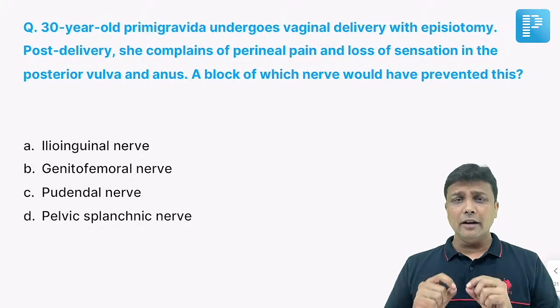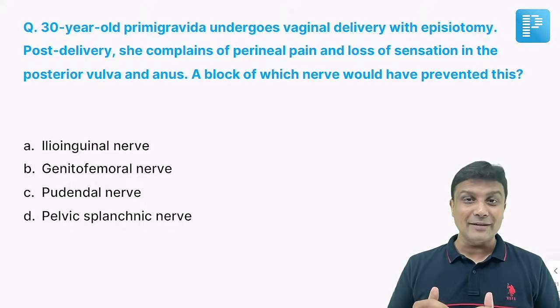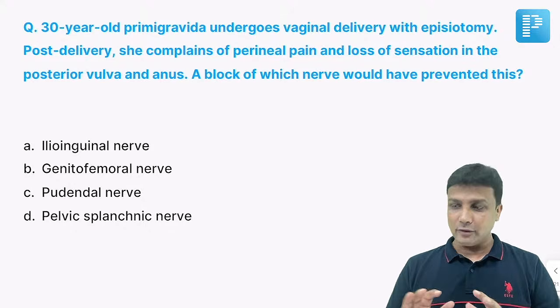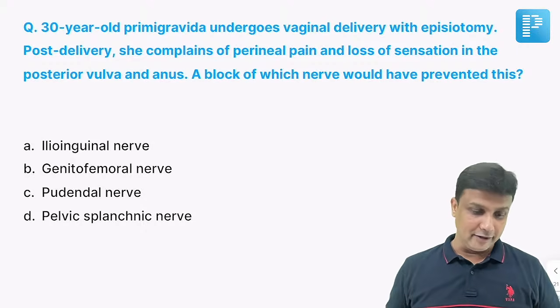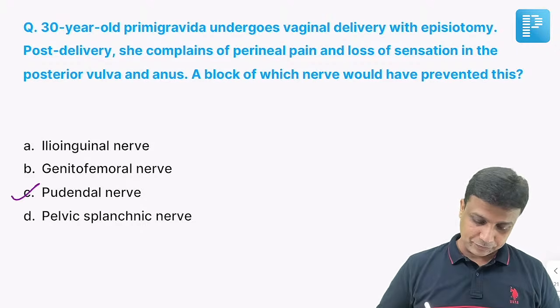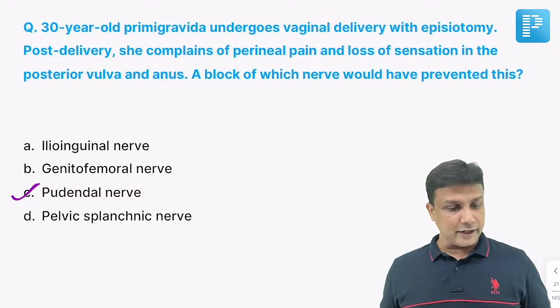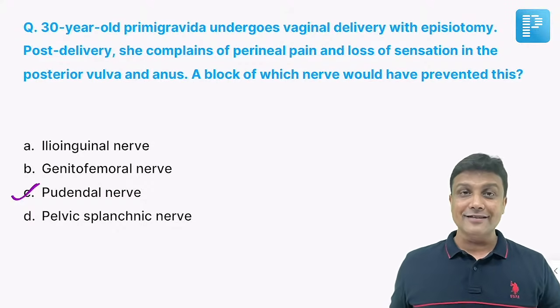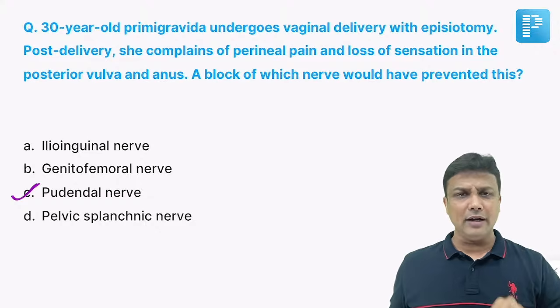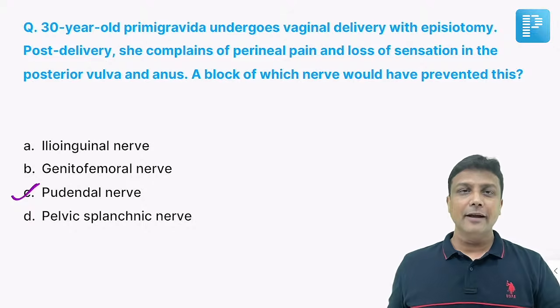Now remember, the nerve which will be actually having sensory supply in the perineal region, in the perineum, that nerve will be the pudendal nerve. Pudendal nerve, sir. Okay. So pudendal nerve is the one which will be having the sensory supply in the perineum region. So if that would have been blocked, this pain and everything should not be there, guys.